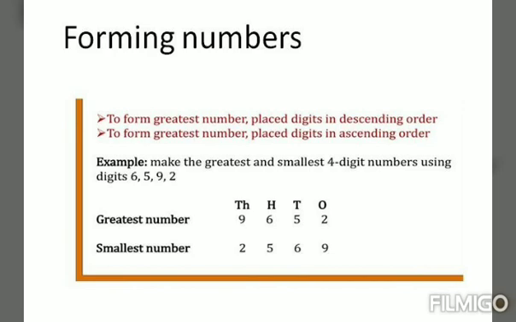Children, now we are going to learn how to form numbers using the given digits. To form the greatest number, we have to arrange the digits in descending order. To form the smallest number, we have to arrange the digits in ascending order. Descending order means arranging from the greatest to the smallest to form the greatest number. If we arrange them in ascending order, from smallest to greatest, we form the smallest number.